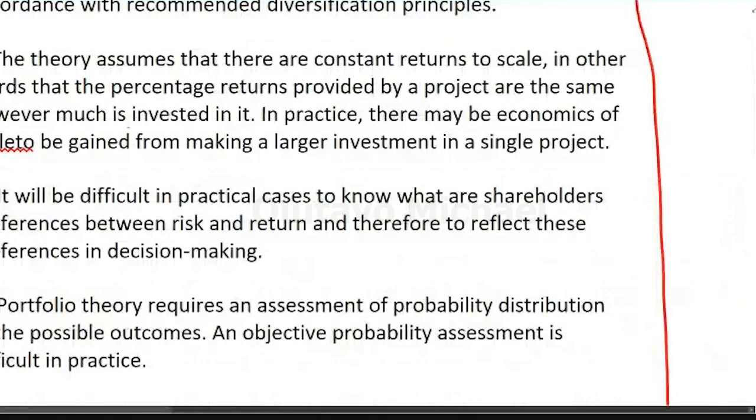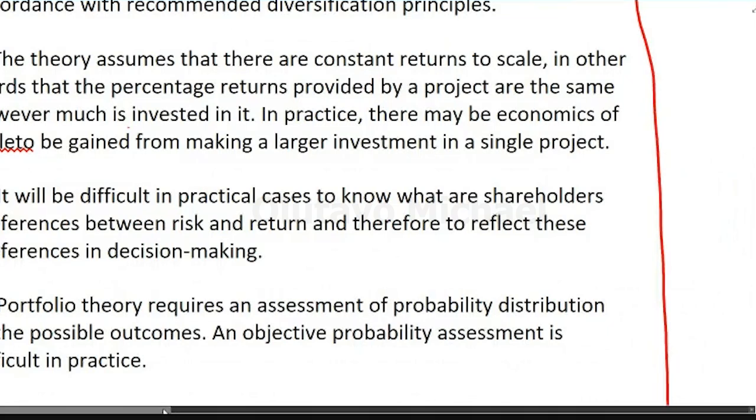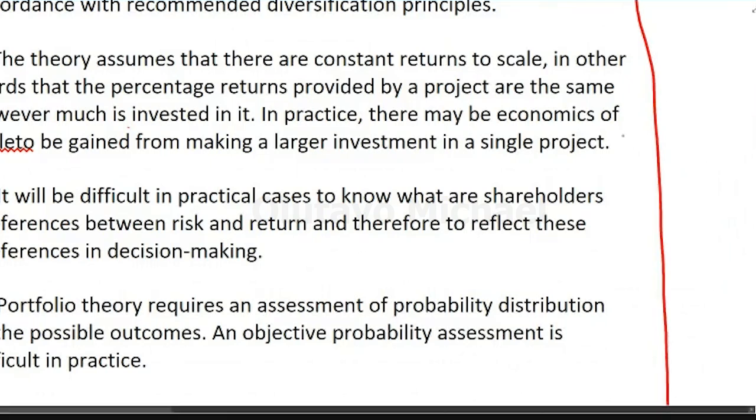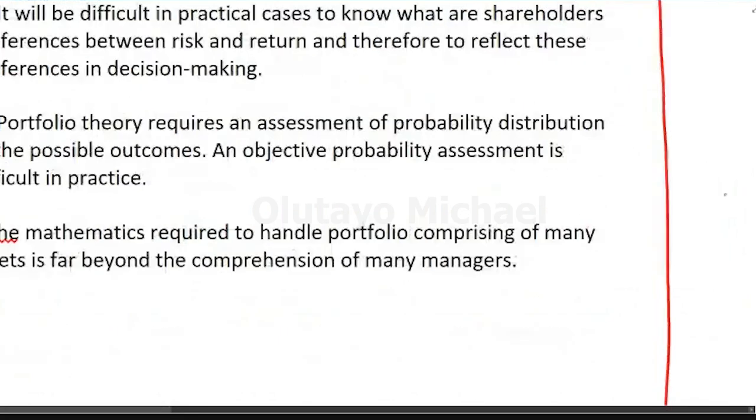Roman figure 3 says it will be difficult in practice to know the shareholders' preferences between risk and return, and therefore to reflect these preferences in decision making. Portfolio theory assumes that there is a perfect market whereby the managers know the shareholders' preference, and so they can take any risk on their behalf. But in practice, they do not know the shareholders' preference because the market is not perfect.